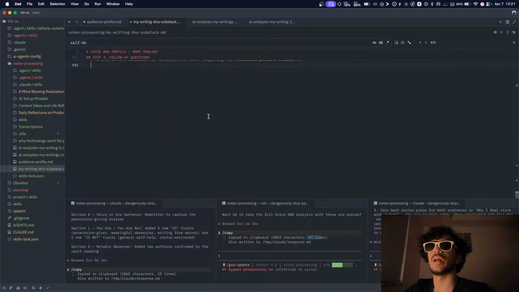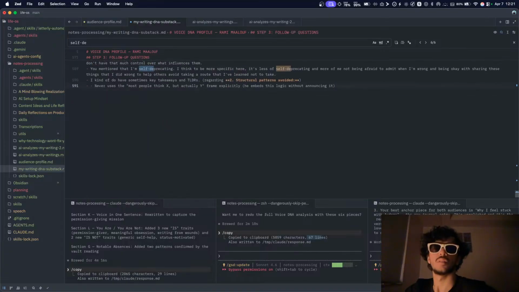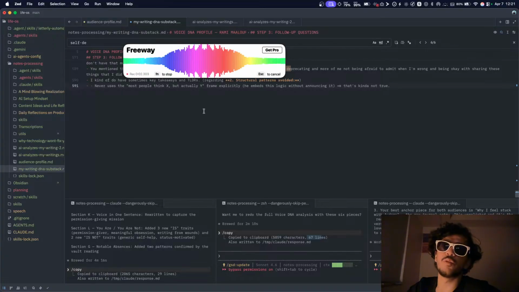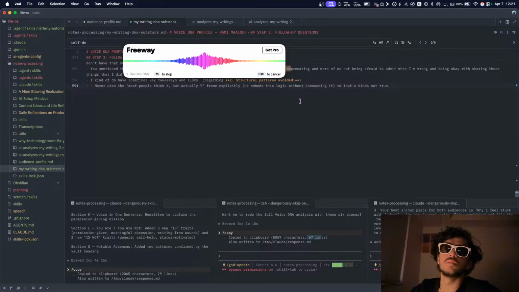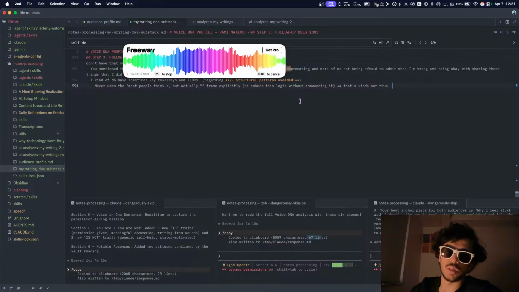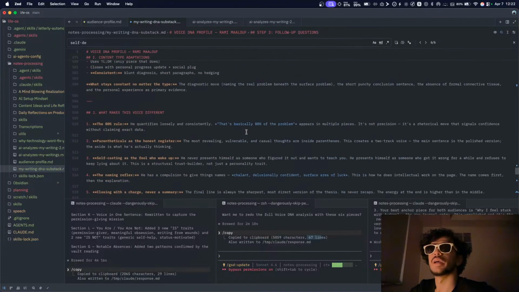Let's tell the AI. That's kinda not true. I use it sometimes, but you are right about me embedding the logic without announcing it. Okay, next up.